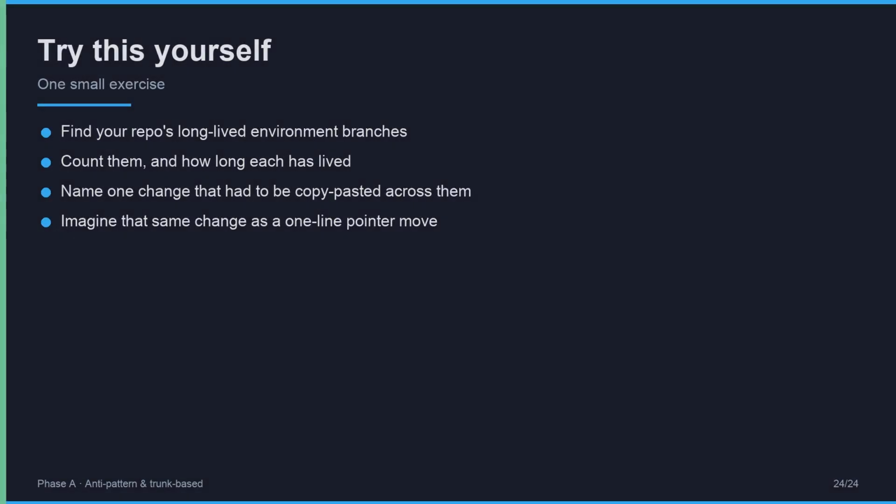A small exercise. Find the long-lived environment branches in your own repository, or a repository you know. Count them, and check how long each one has lived. Then name one change that had to be copy-pasted across all of them, and imagine that same change as a single, reviewable pointer move. Once you see the contrast, you cannot unsee it.